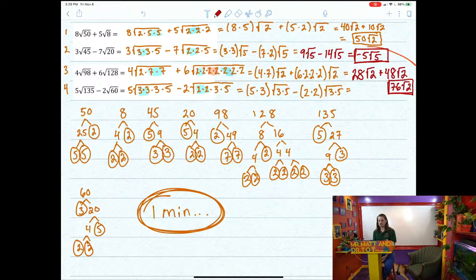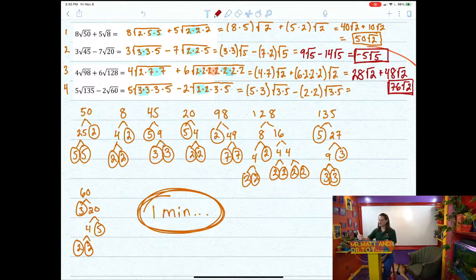The second term, minus 2 root 60. 60 breaks down into 3 times 20. 20 breaks down into 4 times 5. 5 is prime, but 4 breaks down into 2 times 2. So 2 root 60 is the same thing as 2 times the square root of 2 times 2 times 3 times 5. That pair of 2's can come out, so we're going to be left with 2 times 2 times the square root of 3 times 5.